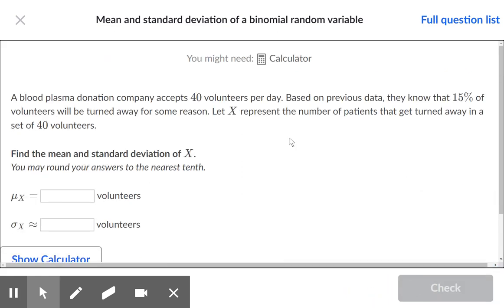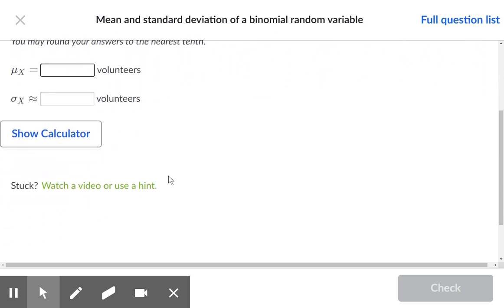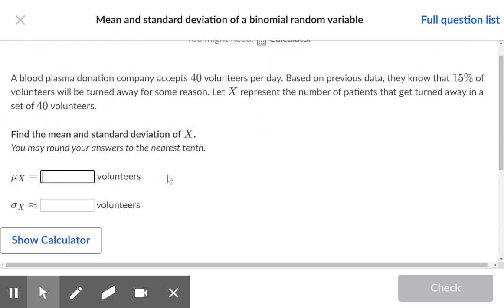Okay, so here again, what is my n? A blood plasma donation company accepts 40 volunteers per day. Based on previous data, they know that 15% of volunteers will be turned away for some reason. Maybe they're sick, maybe there are so many different reasons for turning volunteers away. So let X represent the number of volunteers that get turned away in a set of 40 volunteers. So we want to find on average how many volunteers will be turned away.